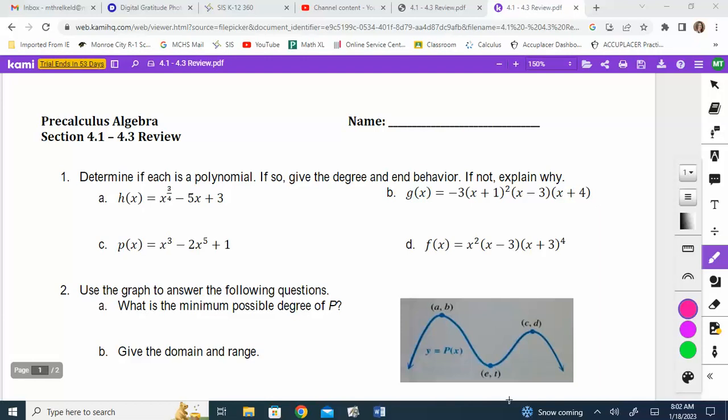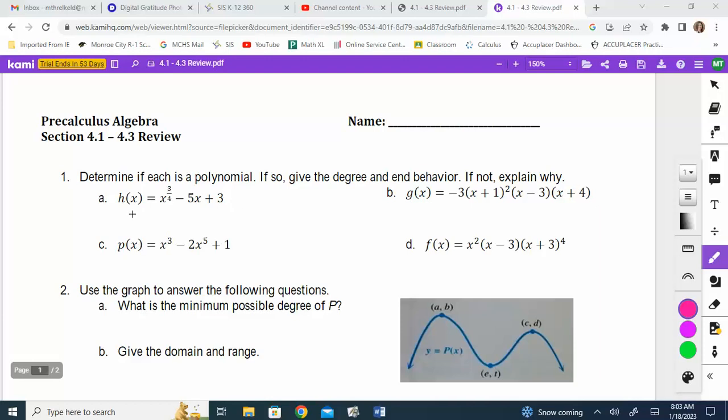So the very first thing we did was talk about what it means to be a polynomial, and what are the qualifications? What do we see if we have a polynomial? Multiple terms, or no fraction. All right, we have multiple terms. We can't have a fraction in the exponent. What else can't we have in an exponent? We can have positive integers, but we can't have negatives. So no negatives or fractions in our exponent.